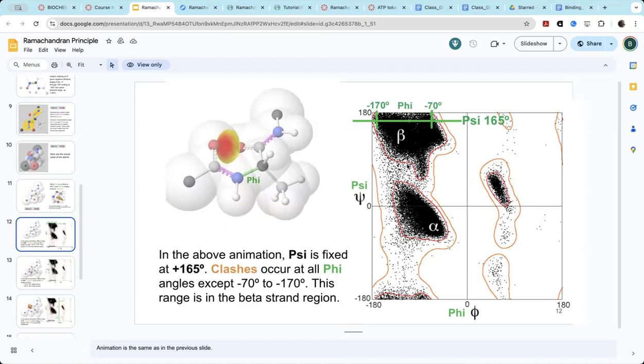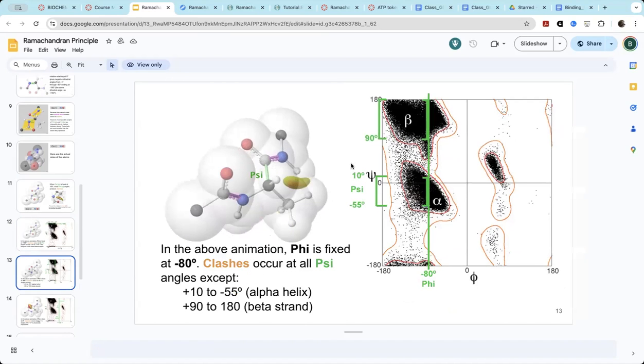But just because it's allowed doesn't mean it's preferred. The preferred regions are going to be the places where you get more of this density cluster. And you can see that there's only a range of things. So here we had fixed the psi angle at 165, and now we're going to be seeing which ranges we can have for our phi. We can do similarly if we were to fix our phi angle, and we would see that we'd have two distinct ranges. And those correspond to the beta strands and the alpha helices.